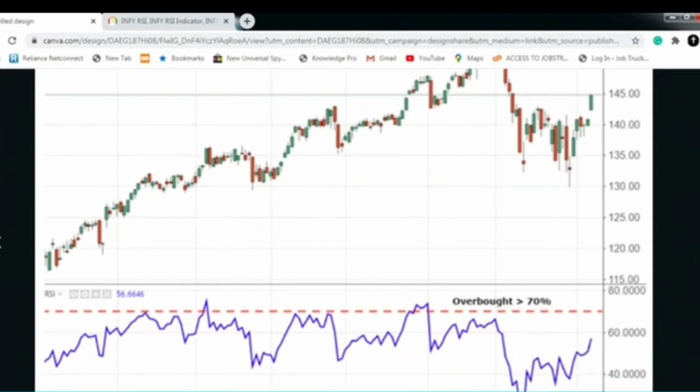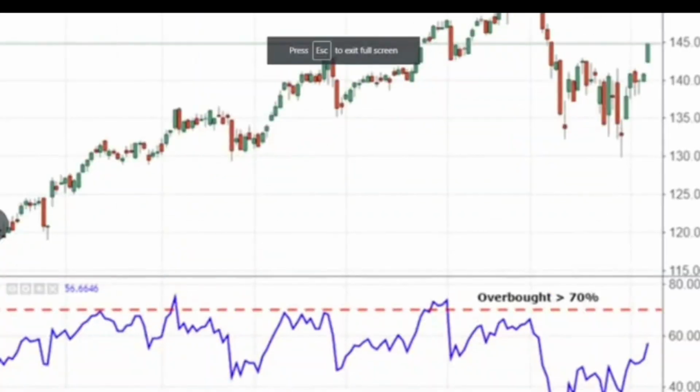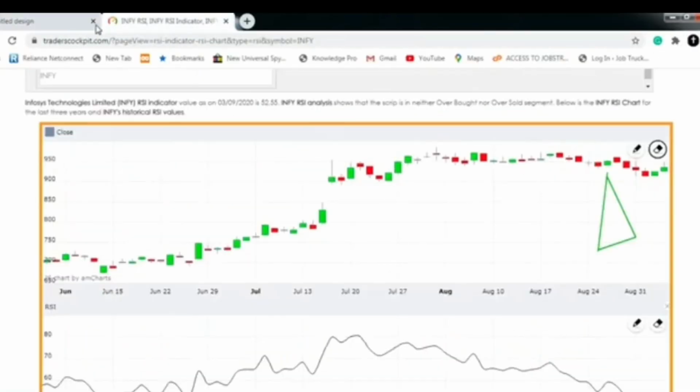So now let us move to the live section where we will be working with the Traders Corporate site. Okay.